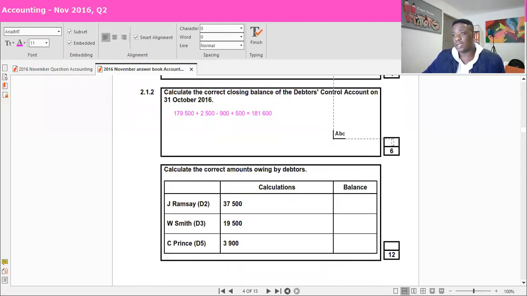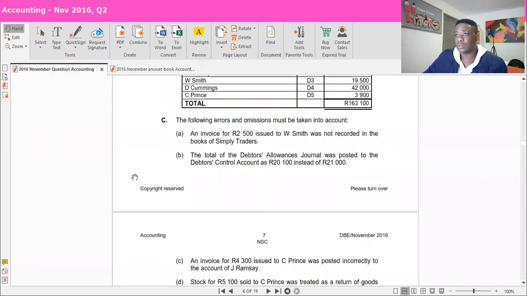And then moving on to calculate the balance for J. Ramsey, W. Smith, as well as Sir Prince. So we'll start with J. Ramsey.